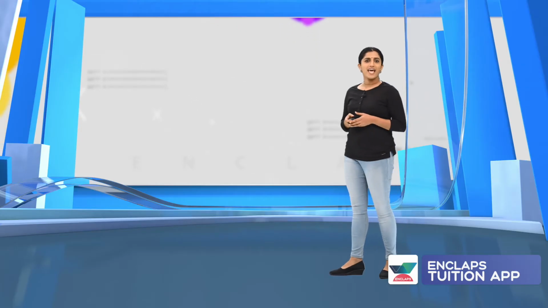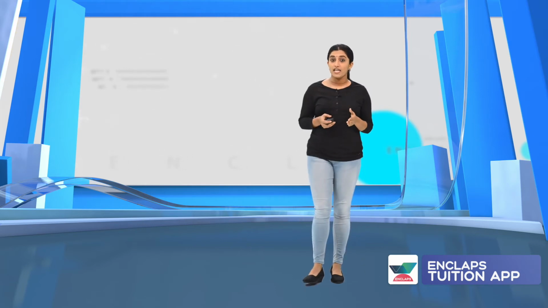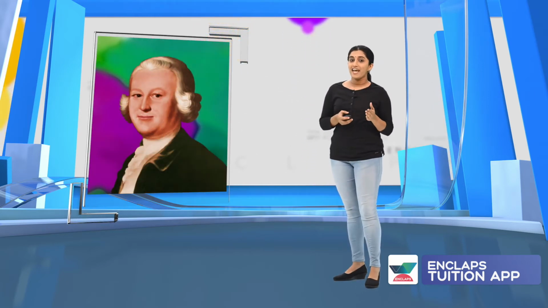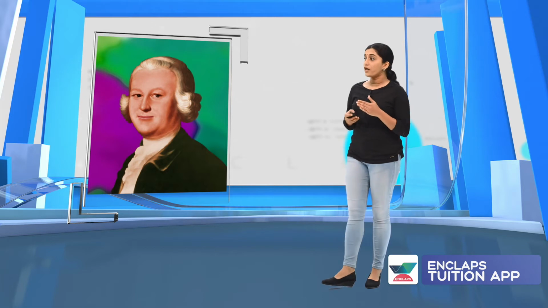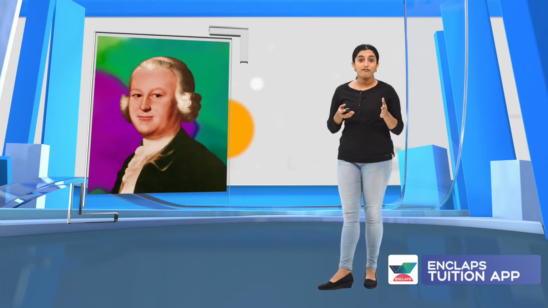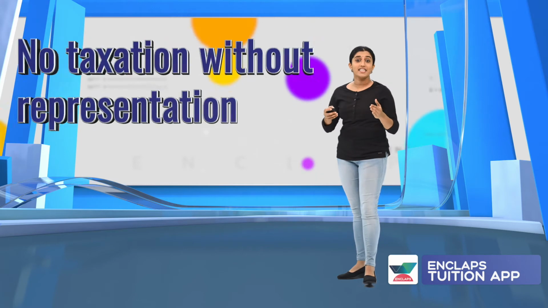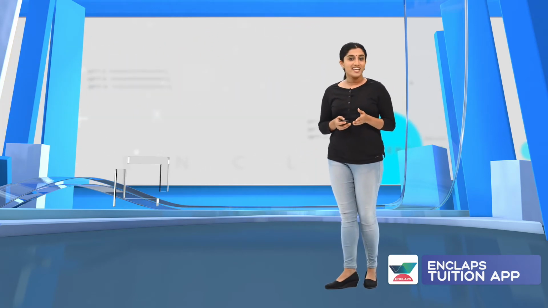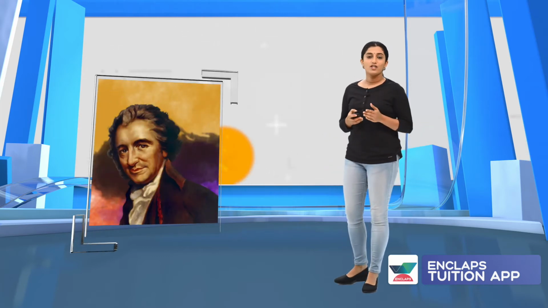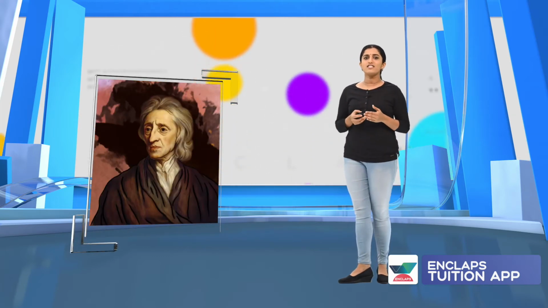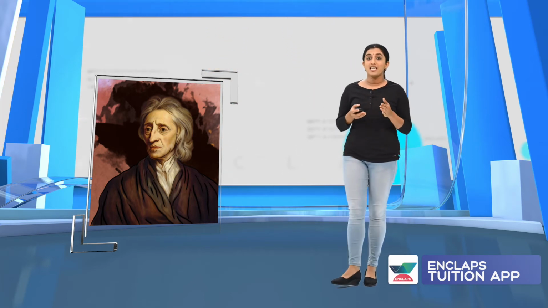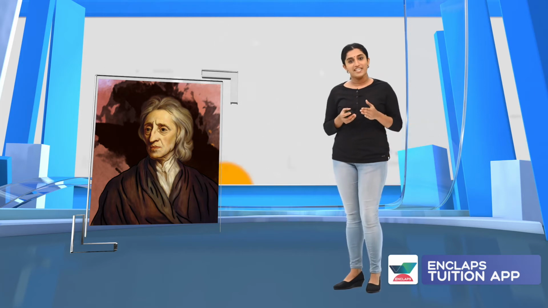In addition to these exploitative policies, colonies had no right to represent in the English government. James Otis, the great American thinker, protested against this. He framed the slogan, "No taxation without representation." The ideologies of thinkers like John Locke, Thomas Paine, etc. also stimulated the people of the colonies to fight against these exploitative laws of the British.